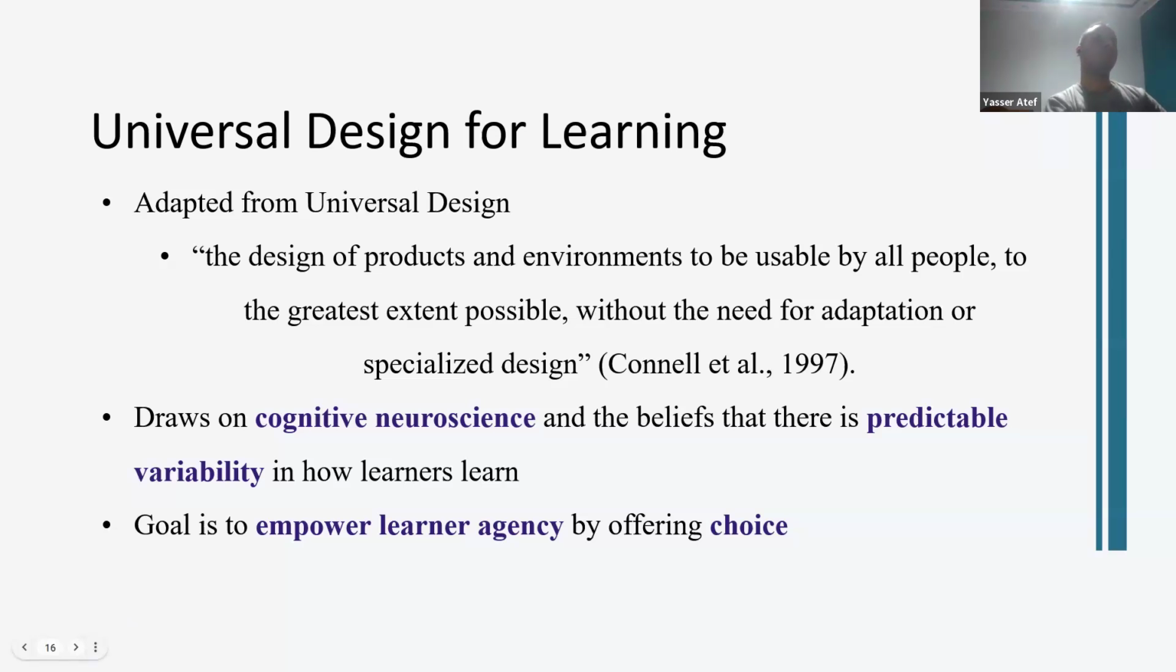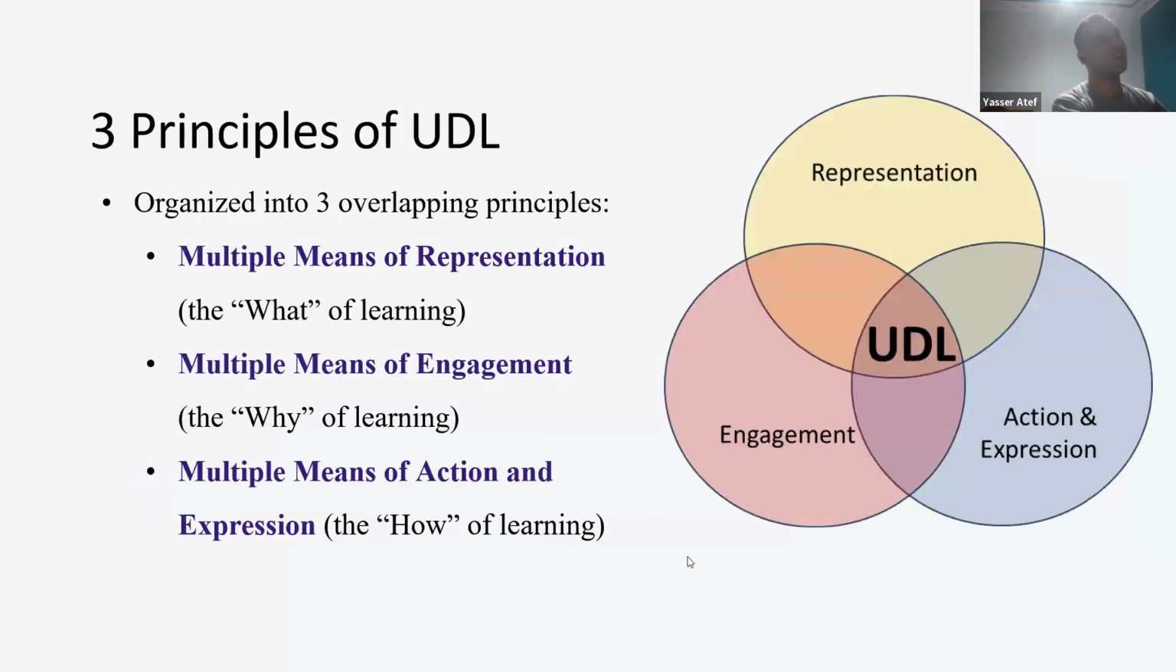Actually, the universal design is, when it comes to the organization of the framework, organized into 3 overlapping principles, and we're going to talk about them one by one. So the multiple means of representation, the multiple means of engagement, and the multiple means of action and expression. And I'm going to refer back to Dani so she can walk us through the representation part.